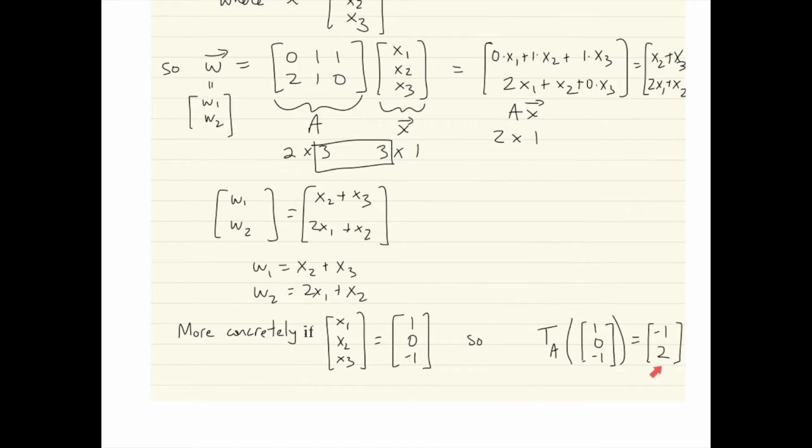Well, it's done on the next page, but also here you can see that W1 is x2 plus x3. Here's x2, here's x3, and we add them. 0 plus negative 1 is negative 1. And then to find the W2, or what number goes here, I take 2 times the x1 and add x2. So 2 times 1 plus 0, and that's simply 2.